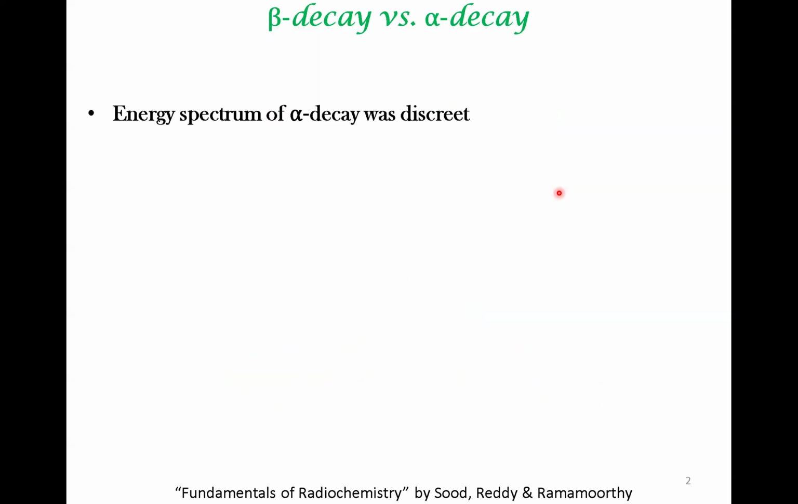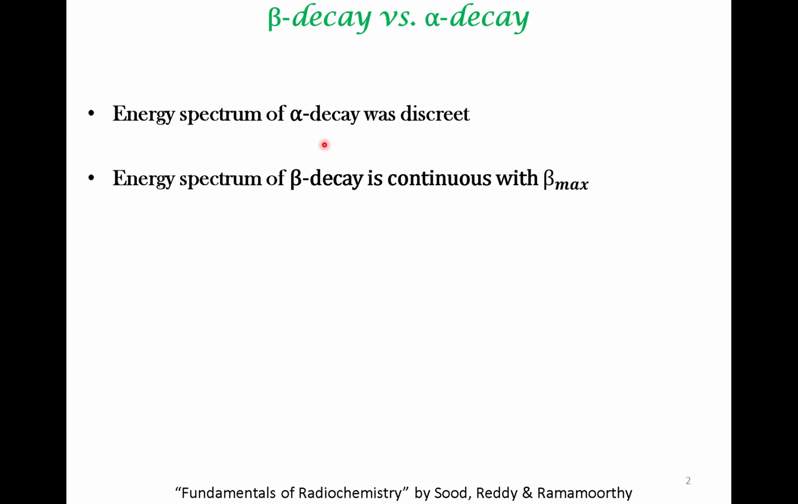So first, let us contrast beta decay with what we covered in the previous lectures on alpha decay. In contrast to alpha decay, whose energy spectrum was discrete, beta decay's energy spectrum is continuous. So what exactly do we mean by that? When you have a radioactive decay, there is energy that is being released. This energy released is shared between the products of the reaction, right?